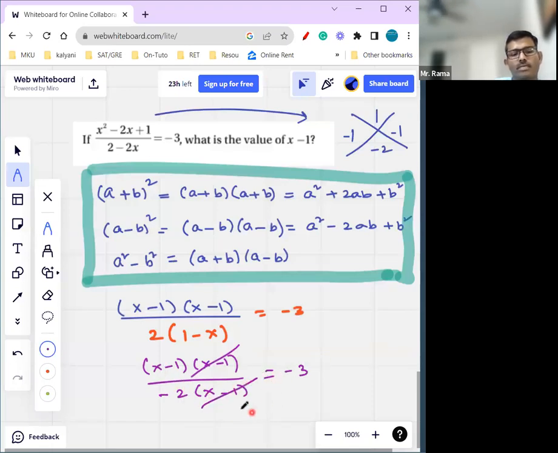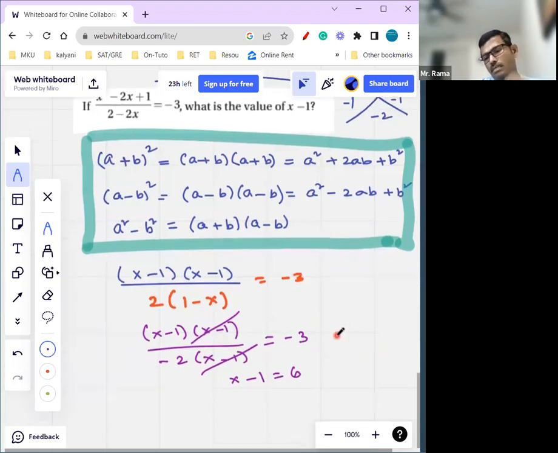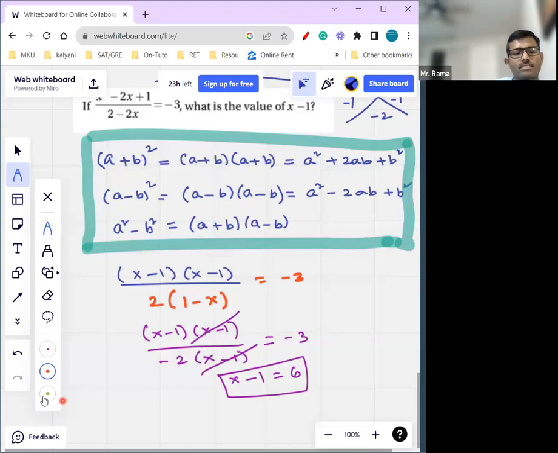And then I cross multiply. So I get x minus 1 is positive 6. Okay, x minus 1 is 6, and then add 1, x equals 7. But they're asking only for x minus 1, so your answer is 6. They're not asking for x, right? So we don't give the x value. Your answer is 6.